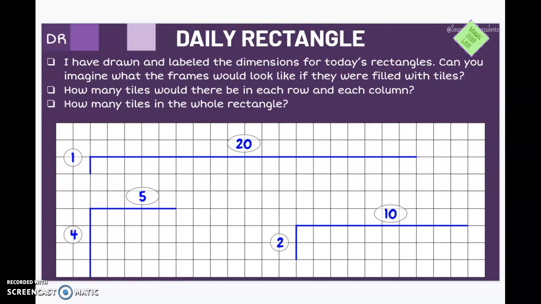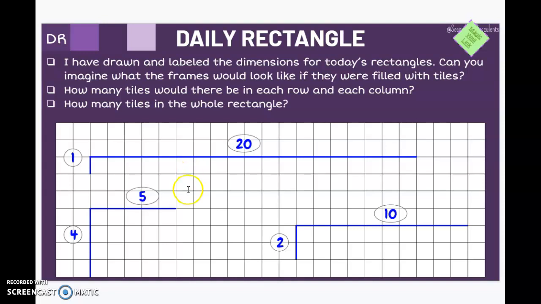Now you may be thinking about a few different things. You may see our 1 by 20 frame up here. You might be thinking right away, well, if there's only one row and it's 20 tiles long, or 20 columns, then there's probably 20 tiles in this rectangle. Show a connection if you agree. Yeah, you might also be thinking, well, this might be another one of those really long, skinny rectangles we've been seeing every day. And you would be right.